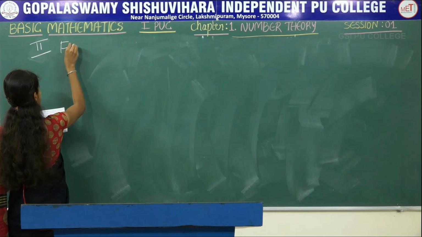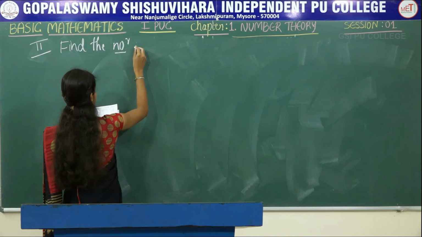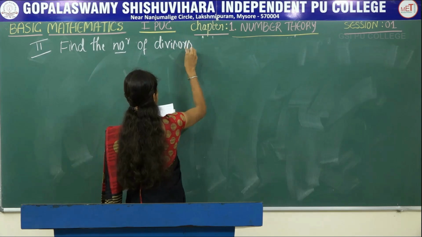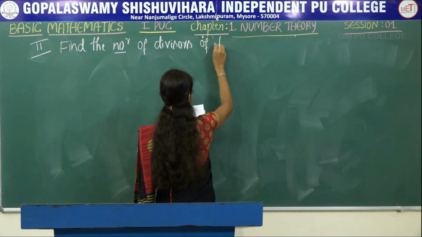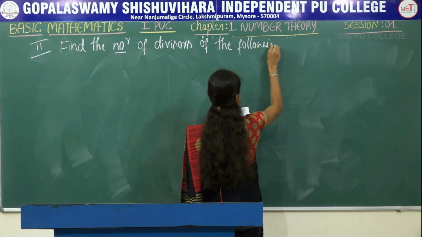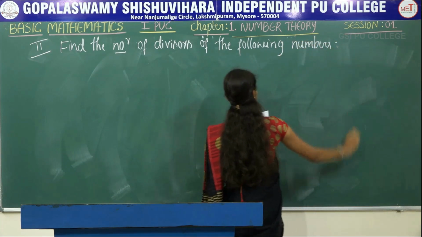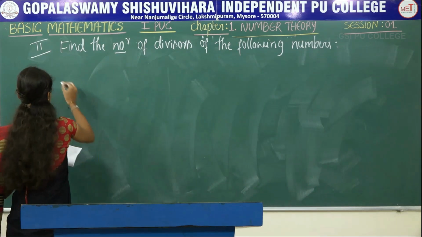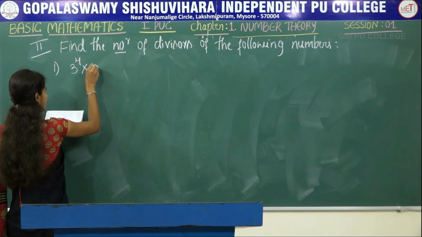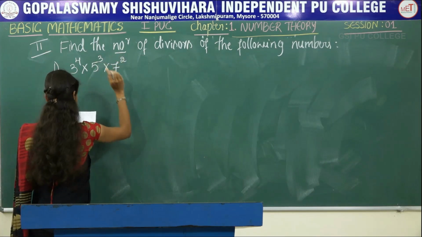Next, second main. Find the number of positive divisors, or number of divisors, of the following numbers. So first problem, 3 to the power of 4 into 5 to the power of 3 into 7 to the power of 2.